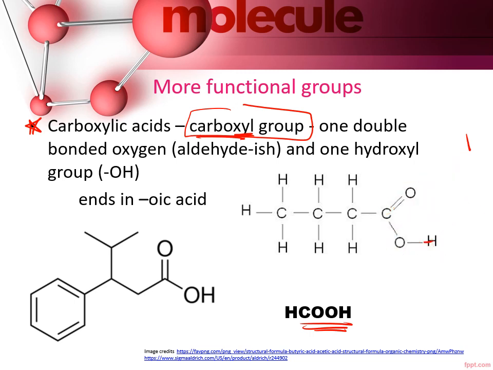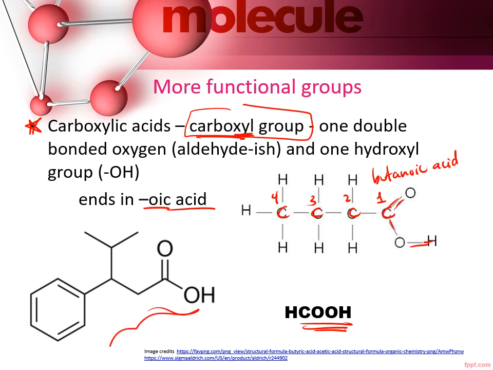And how we name them is we count our carbons, and then the names end in oic acid. So here I have carbon number 1, 2, 3, 4. The carboxyl group always gets carbon number 1. So carbon number 1, 2, 3, 4. Meth, eth, prop, but. This is butanoic acid. Butanoic acid. Good? Oic acid.